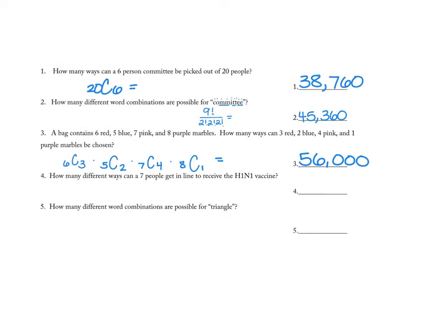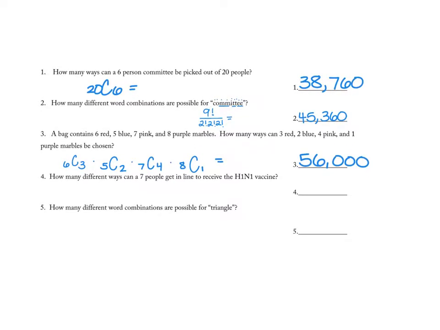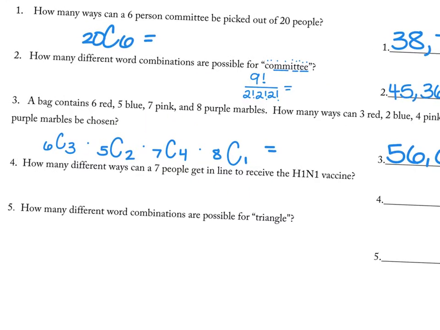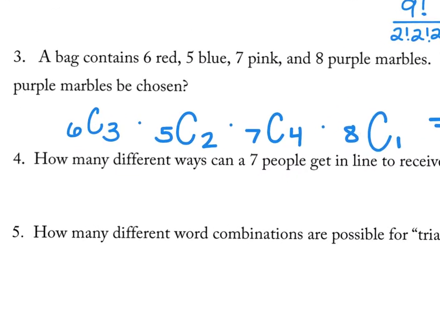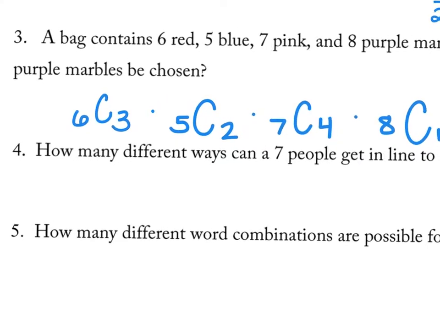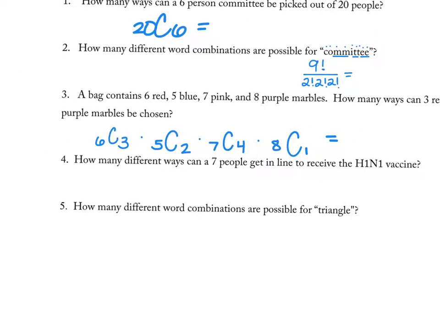All right, number 4 says, how many ways can 7 people get in line to receive the H1N1 vaccine? What an ironic question, considering I'm here at home with the influenza. I think my strain is like the H2N3, but the doctor officially says I have influenza A. And guys, I didn't get a flu shot, so maybe I should have been one of the people in that line.